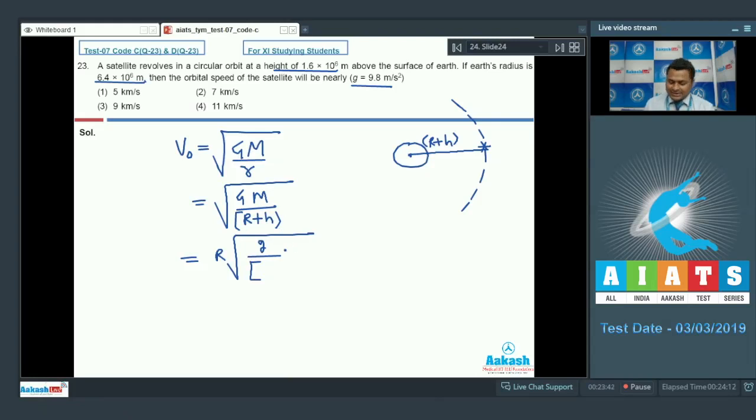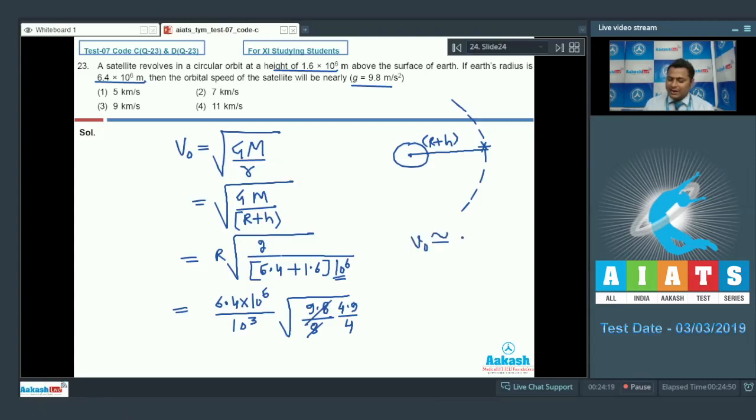Plugging the values, r has the value 6.4 into 10 power 6. h has 1.6 into 10 power 6. So we can take 10 to the power 6 as common. It comes out and we get r, that is 6.4 into 10 to the power 6 divided by 10 to the power 3, under root, value of g is 9.8 and 6.4 plus 1.6, that is 8. 4.9 divided by 4. After solving, we can get the orbital speed approximately equals 7 km per second.